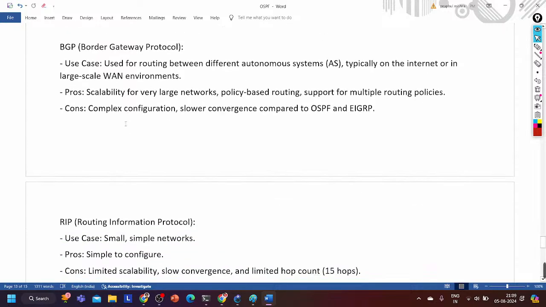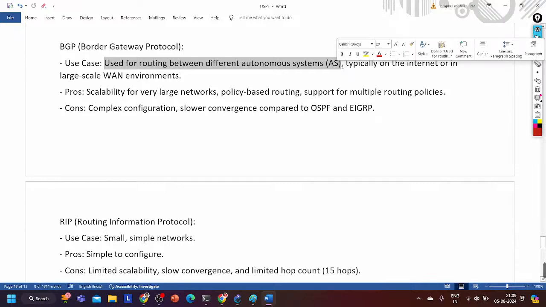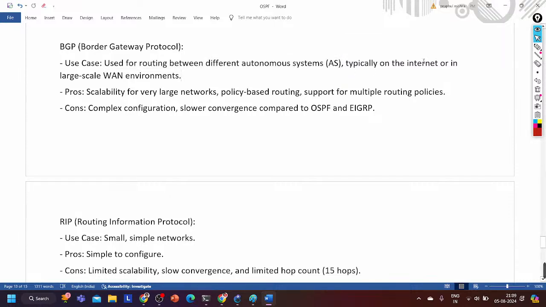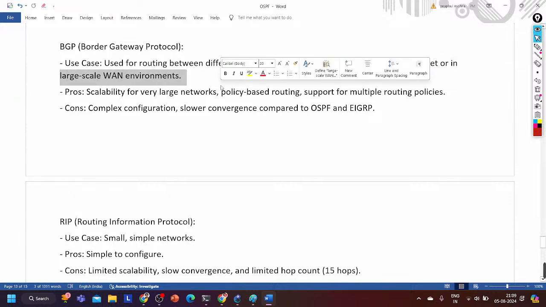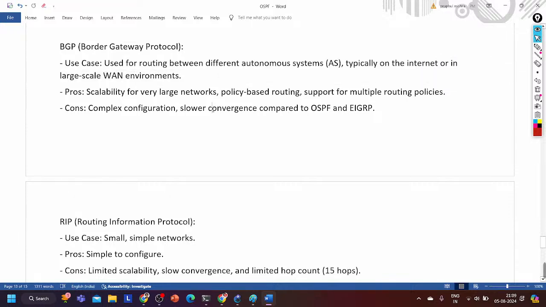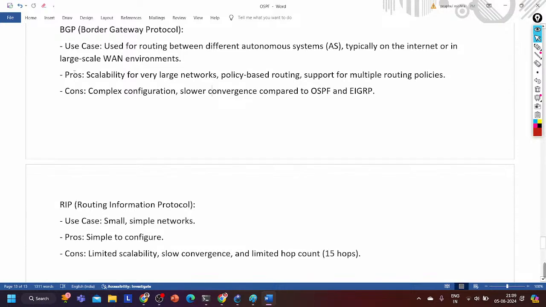Then another protocol is BGP. BGP is used for routing between different autonomous systems, right? Between different ASes, between different companies' networks, like between XYZ corporate and ABC corporate, typically on the internet in large scale WAN environments. When we start BGP, we'll see the scenarios for BGP.